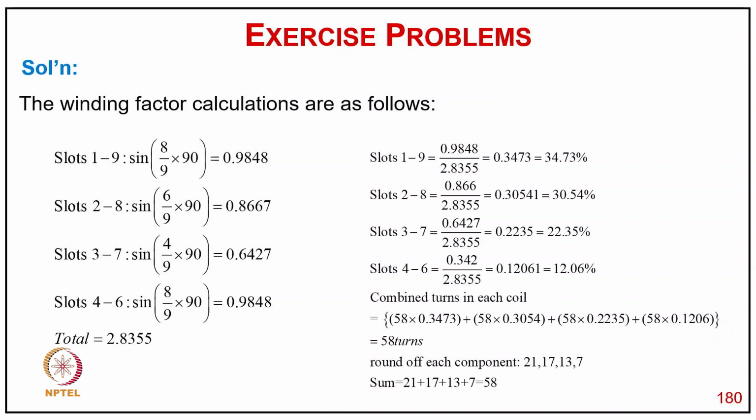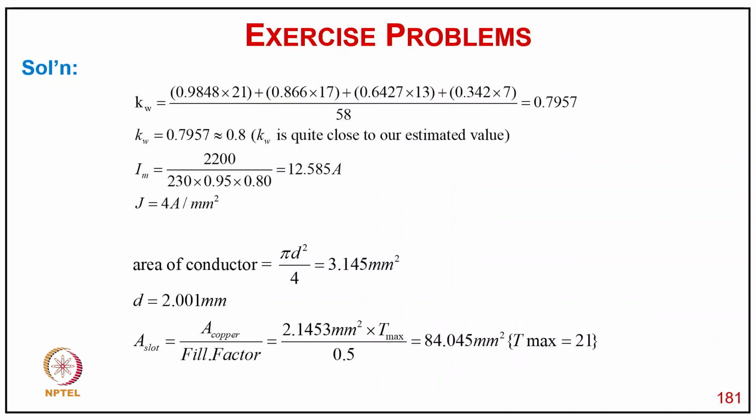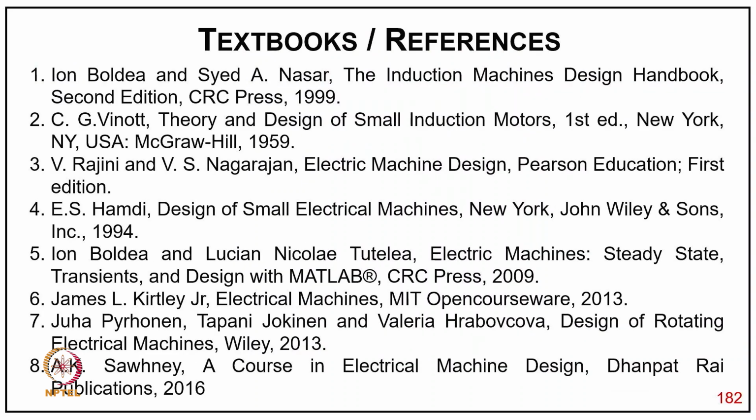So combined for each, it typically comes to 58 turns, and the turns in each coil come to 21, 17, 13, 7, which sum to 58. So here the winding factor with this winding number of turns is calculated as 0.7957, and this is around 0.8, which closely agrees with the estimated value. So magnetizing current and main winding current come from the calculation. The main current comes to 12.58, and taking current density 4 ampere per millimeter square, area of conductor pi d square by 4 is 3.145 millimeter square, where the diameter comes to 2.001 millimeter. And the slot area, area of copper divided by fill factor, putting the values, comes to 84.045 millimeter square.